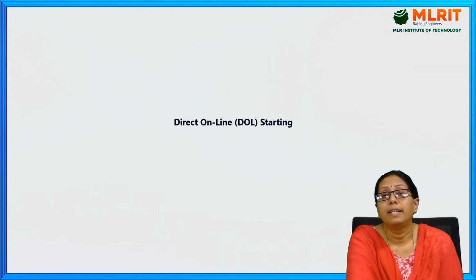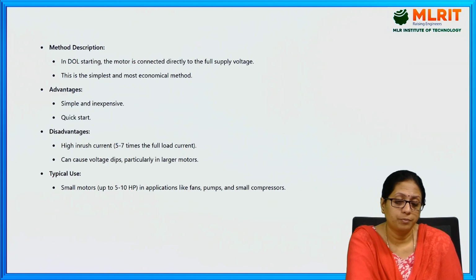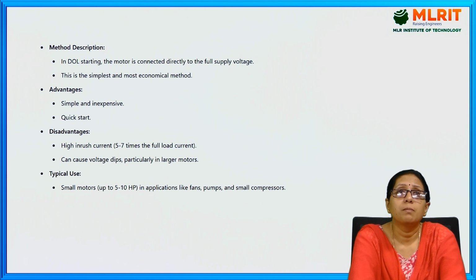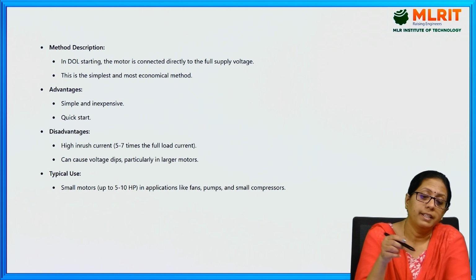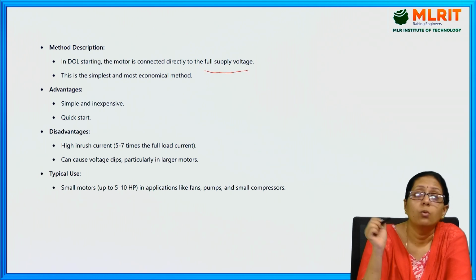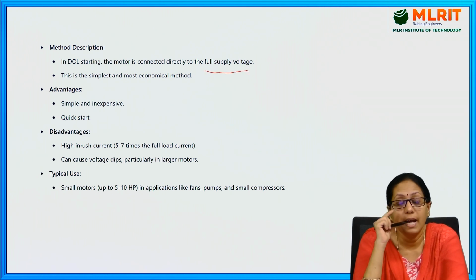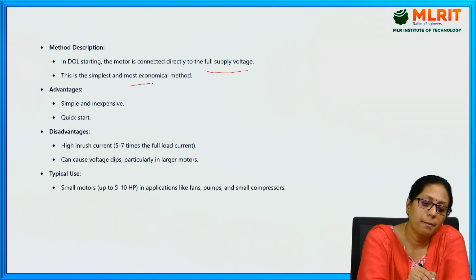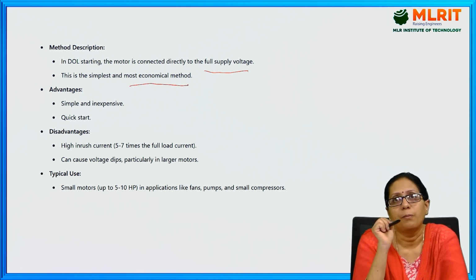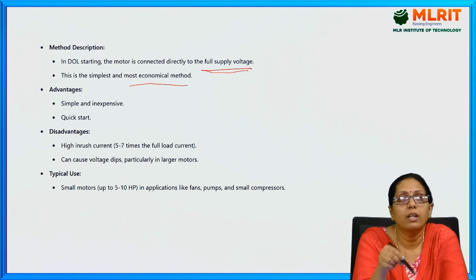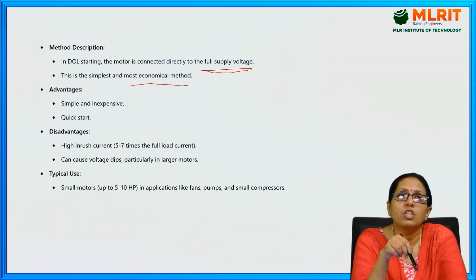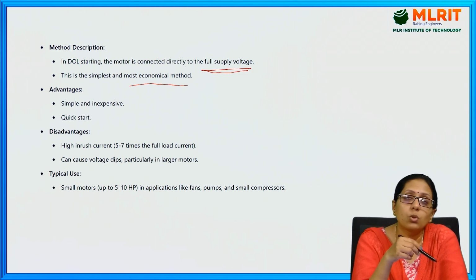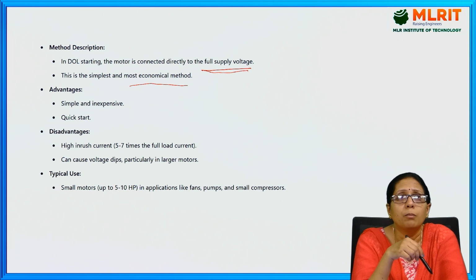First one, direct online starting. In this method, DOL starting, the motor is connected directly to the full load voltage, and this is the simplest and most economical method. As we are already connecting to the full load voltage, the initial current will be more, so that we can start the motor.